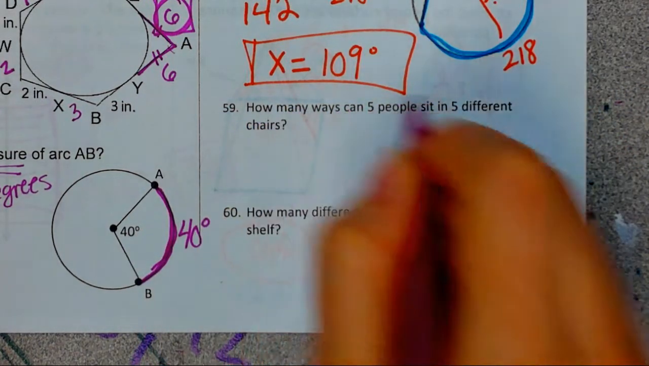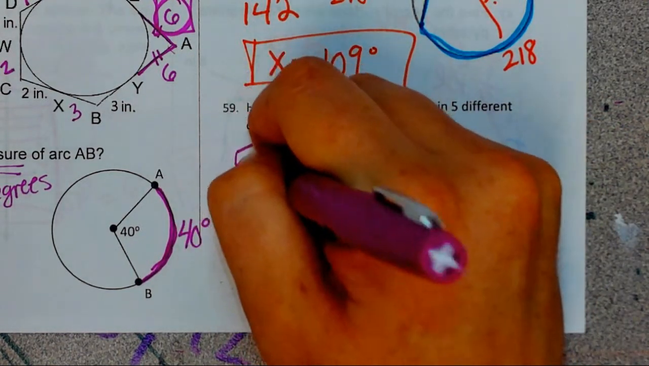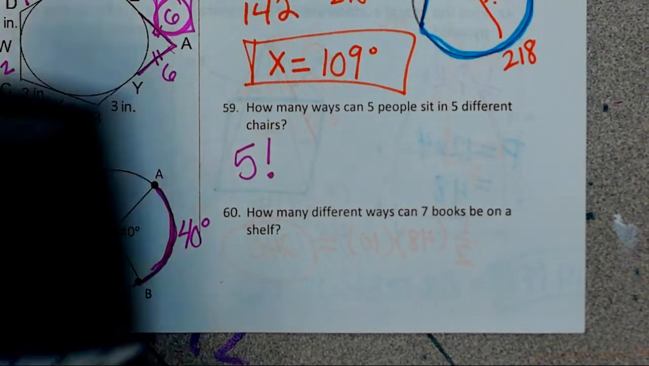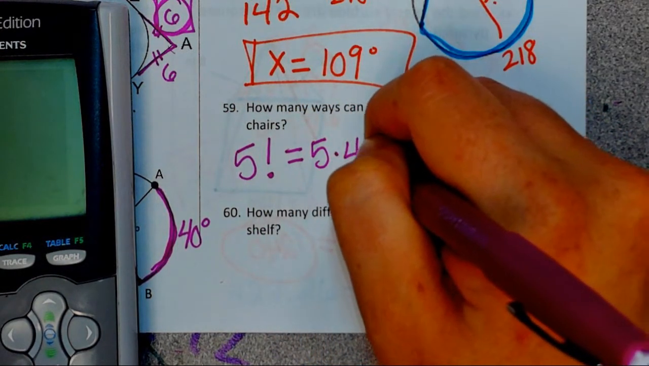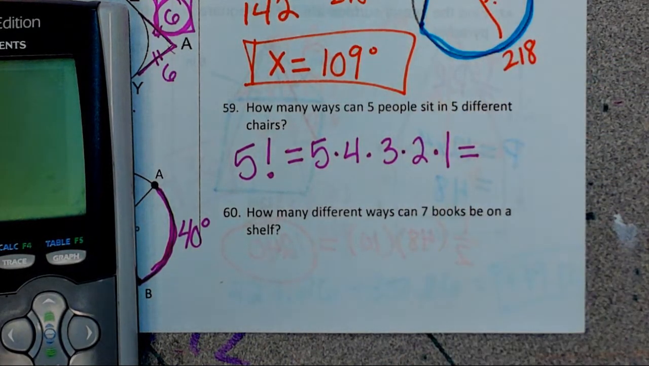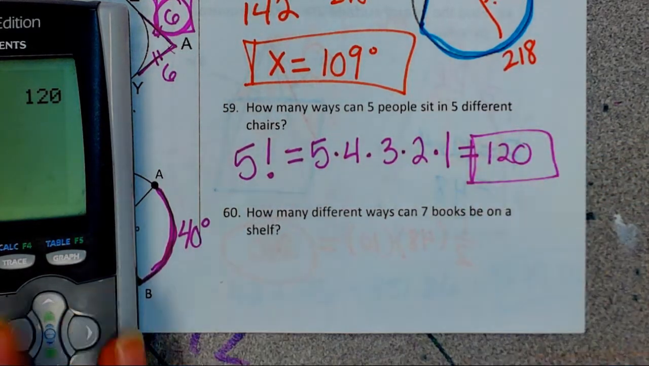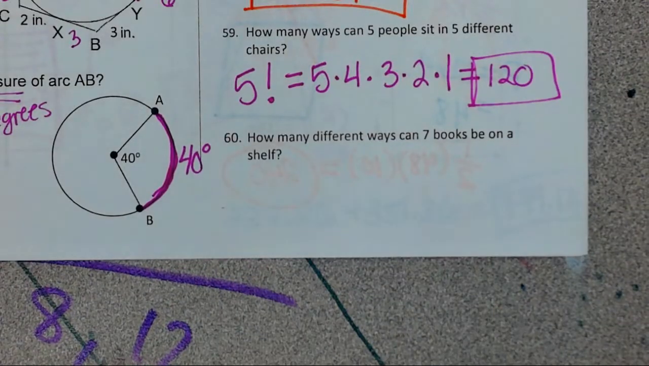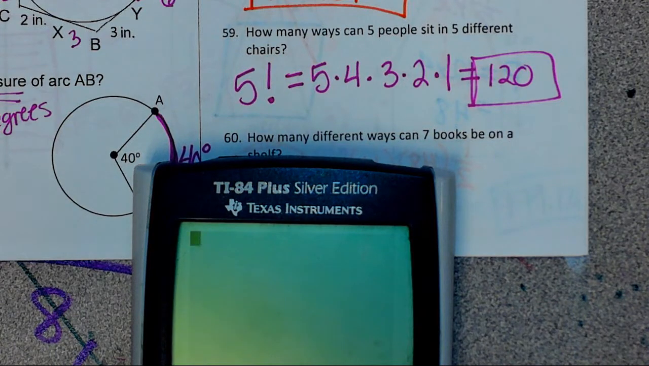So it says, how many ways can 5 people sit in 5 different chairs? The answer just so happens to be 5 factorial. And a factorial means to take that number and multiply it by every number that comes before it. So 5 times 4 times 3 times 2 times 1 is 120. Okay. And also, just FYI, you do have a button on your calculator that can do factorials for you.